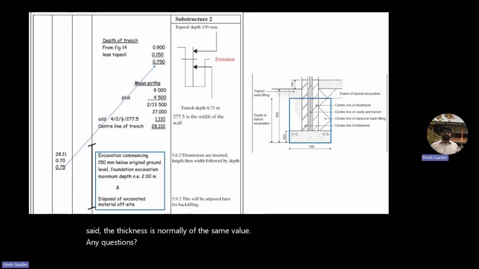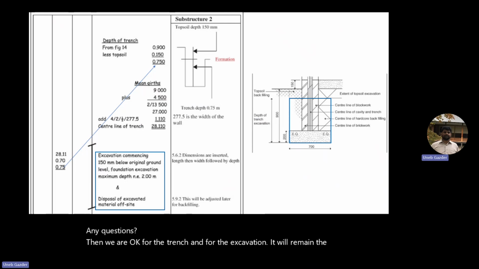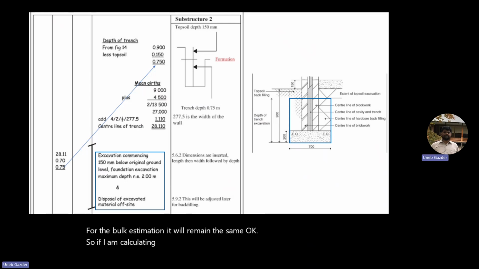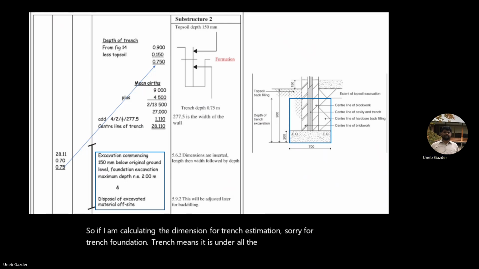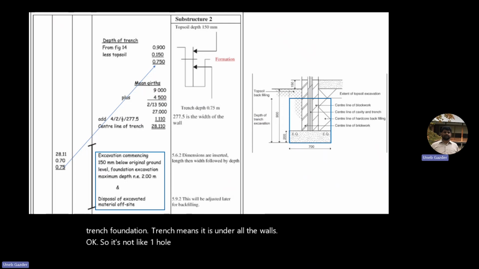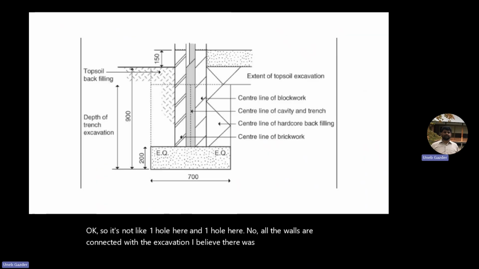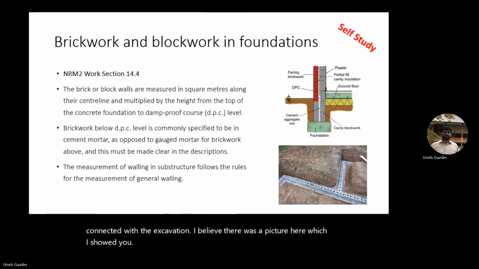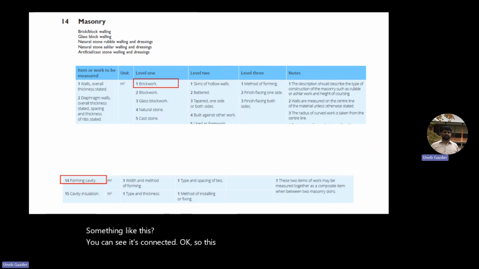Then we are okay for the trench and for the excavation, it will remain the same. Okay. For the bulk excavation, it will remain the same. Okay. So if I'm calculating the dimension for trench excavation, sorry, for trench foundation. Trench means it is under all the walls. Okay, so it's not like one hole here and one hole here. No, all the walls are connected with the excavation. I believe there was a picture here, which I showed you. Something like this. Okay, you can see it's connected. Okay, so this is a trench or a strip foundation.